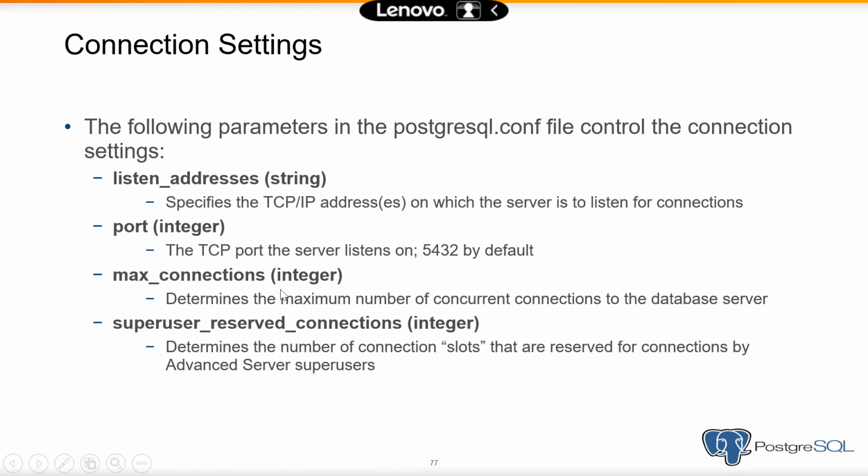Max connections says how many concurrent connections you want. Right now it is 100 connections. You can set it to 1000, 2000. It depends upon the application side. Once max connections is set to 100, out of those 100 connections, 3 connections are reserved for the superuser.